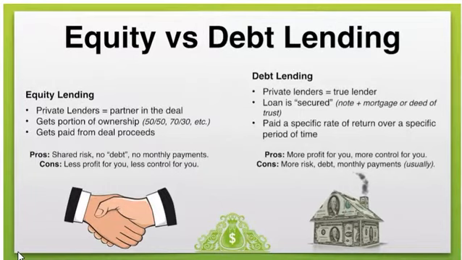Instead, they're partnering with you on the deal in order to get a portion of the profits. Could be a 50-50 partnership, a 70-30 partnership, or any other deal structure that you guys work out. Now, these types of deals are great if the capital provider doesn't want to be a lender and will only lend or fund on the deal if they get a bigger piece of the pie.